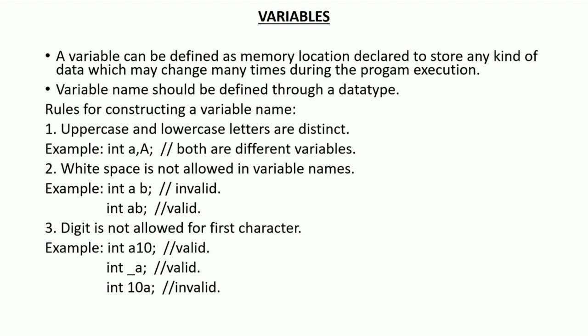So for storing any value, we need to declare or define a variable in a C program. Variable name should be defined through a data type. Now you will say, what is data type? In a few moments we will see what the data types are. Just for now, keep it as it is.